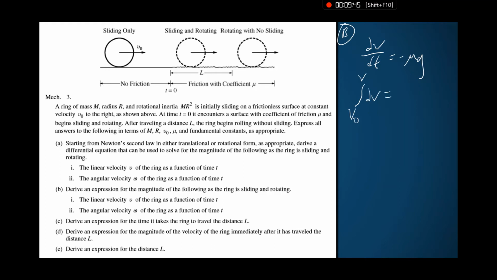Okay, for the other side though, I'm separating my variables first. So this is dv. On the other side would be negative times the integral of mu g dt, right? From what to what? Oh, sorry, dt, not dv. dt. From 0 to t. Awesome. Okay. So if I integrate, what's going to happen?